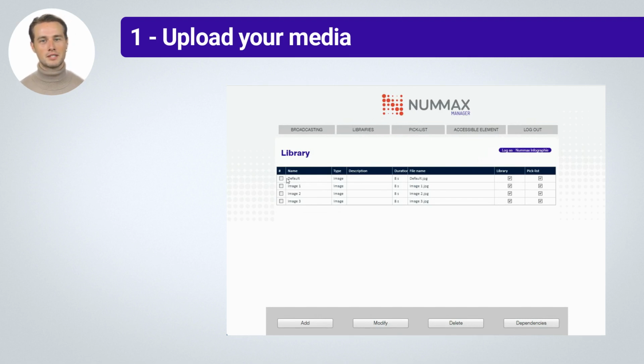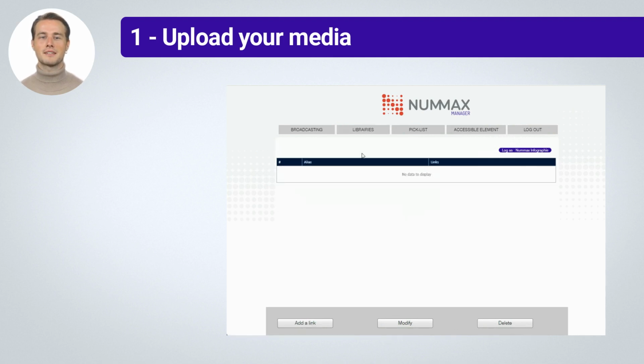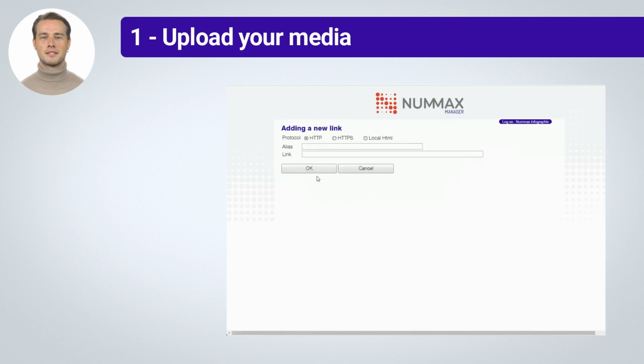If you want to display interactive content, you must first store the URL links you plan to use in your library. In the top menu, click on Libraries, Links Library, then at the bottom, click on the Add a Link button. In the alias field, give your link a name. Enter the web link address, which usually begins with www. Select the HTTP or HTTPS protocol.